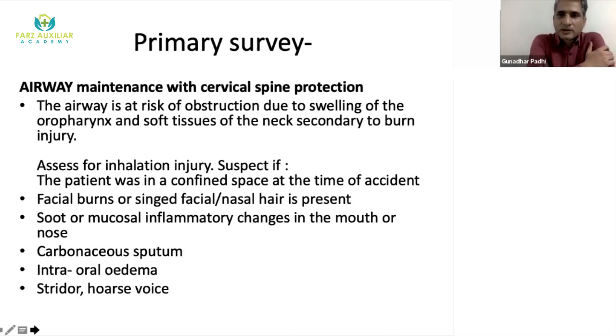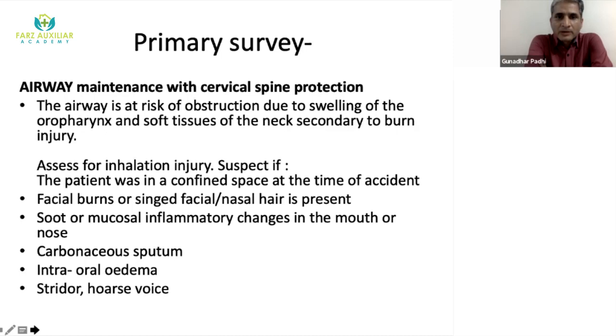So as narrated, we have to go for the primary survey, secondary survey, and the tertiary survey. As we know, the primary survey consists of airway maintenance with cervical spine protection, like the trauma patient, the ABCDE approach. The airway, particularly in case of burn, is at very high risk of obstruction because there is a lot of swelling in and around the oropharynx and soft tissues of the neck secondary to the burn injury. So all burn patients are considered to be difficult intubation until proven otherwise.